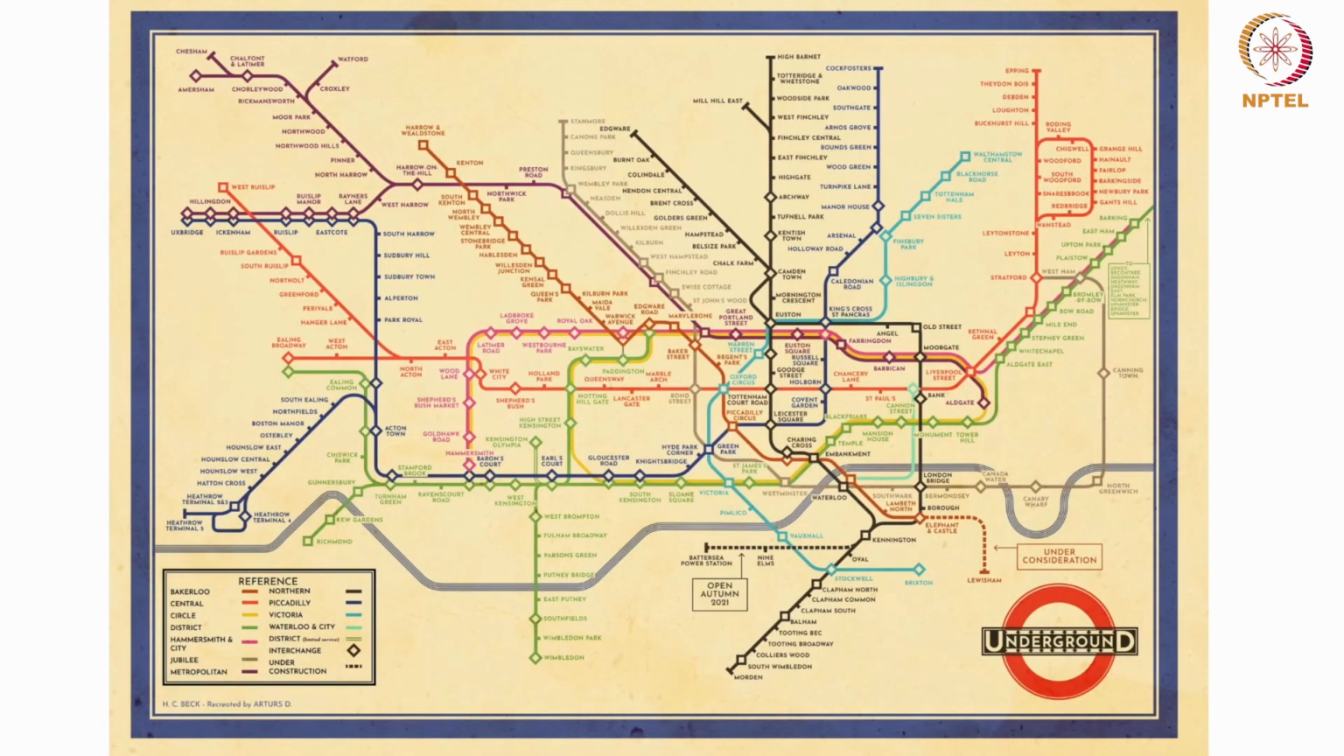Yes, so I think we have talked a lot about maps in the initial discussion. So this is where we again want to emphasize how the idea of continuity has been maintained here. Again, just to recall, this was done by Henry C. Beck, right? And this is the London Underground Metro map.